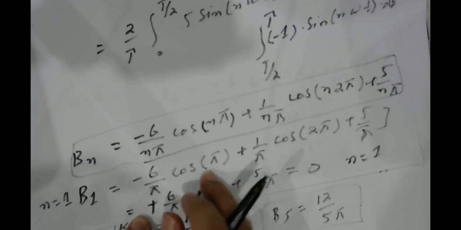Okay, so here we can draw an interesting conclusion from this. You see that b1, when n is equal to 1, is not equal to 0. This can't be equal to 0. This is a plus value because cos pi is -1 and minus into minus is plus. So this is not equal to 0. This is 5 by pi, 5, 6, and 12. This is 12 by pi.